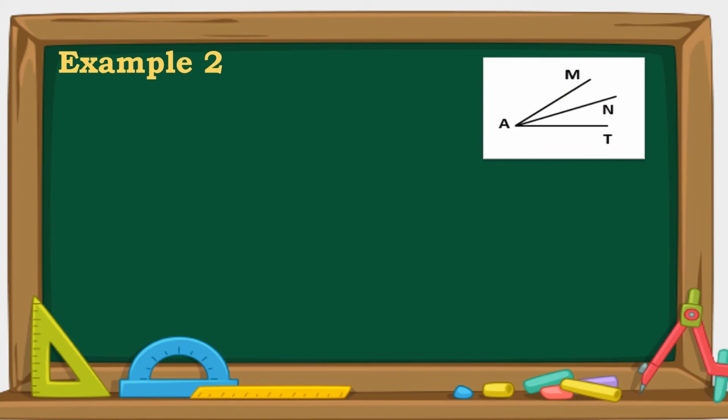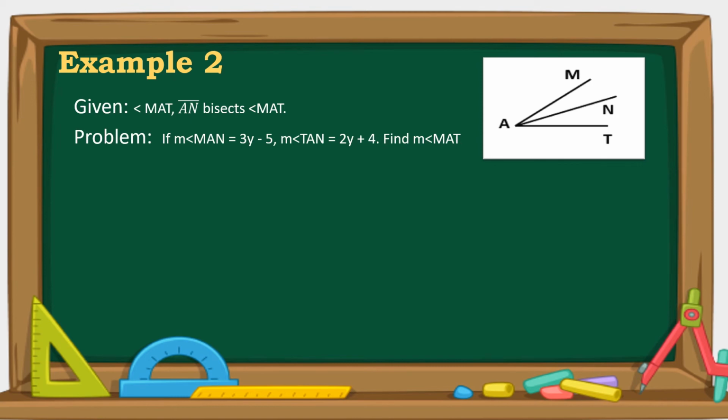We have example number 2. We will use the figure to the right. Given angle MAT, line segment AN bisects angle MAT. Problem: if the measure of angle MAN is equal to 3y minus 5, and the measure of angle TAN is equal to 2y plus 4, find the measure of angle MAT. So this is our solution.